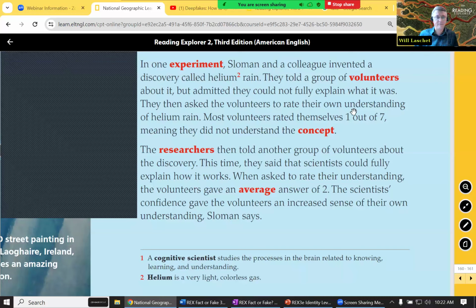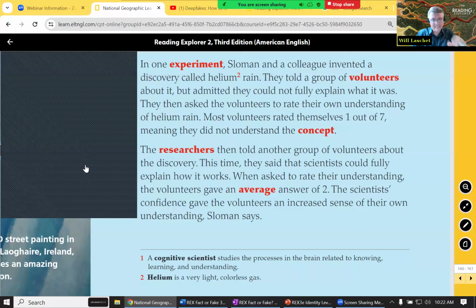So the first group gave themselves 1. And the second group gave themselves 2. Okay, so Cherry, Pushpa both said better. And Bronwyn, very good critical thinking here. They said they understood it better, but they did not, which is exactly the point.